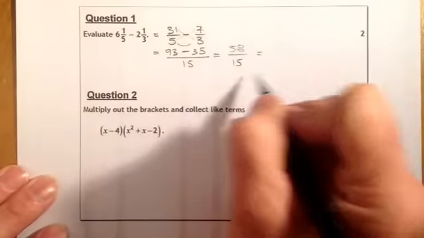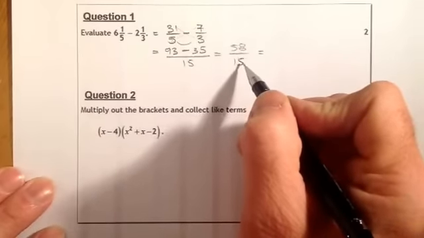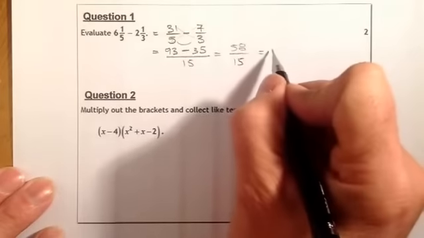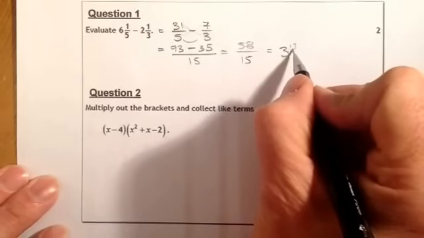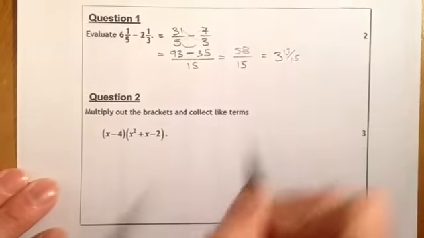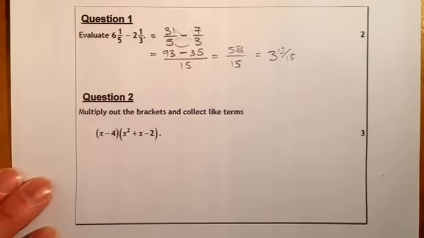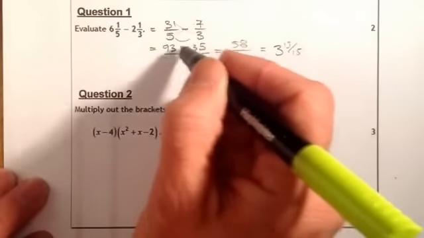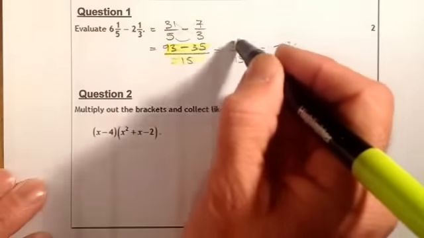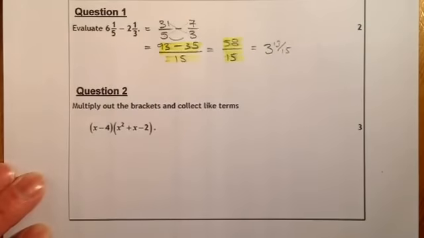Or if I wanted to change it into a mixed number, I'm going to divide 58 by 15, which will give me 3. That'll make 45, so I've got 13 left over, and I'm dealing with 15ths. So there's my final answer. What we've got is 1 mark for getting the denominator the same here, and 1 mark for getting our final answer, either that one or that one there.